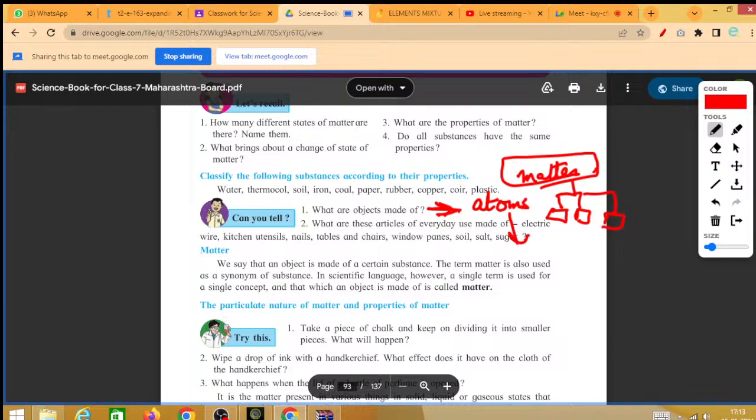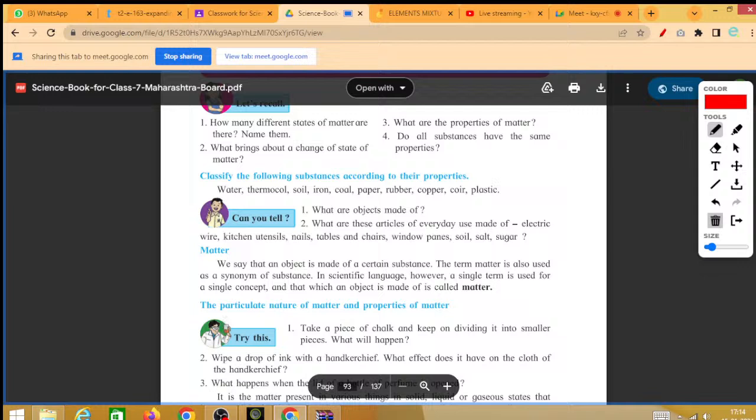Means they are made up from atoms and molecules. We've done this. So what are atoms of the same type? If matter has atoms of the same type, what is it called? Same type means element. And if it is of different types, Yukti, what is it called? Compound. Very good. Chalo, now let's read ahead.